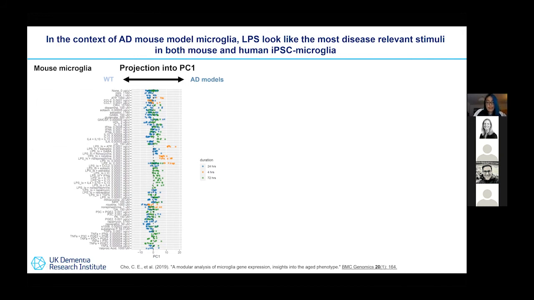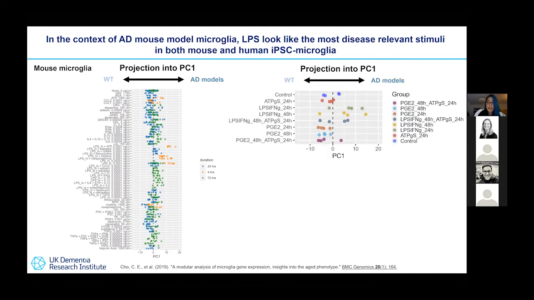What we have done next is use our own human iPSC microglia, for which we have the microglia responses, and projected them into the disease axis. And what we have found is that only in those stimuli that contain LPS and interferon gamma do we observe a shift along this disease axis.